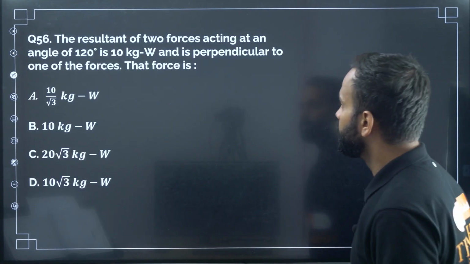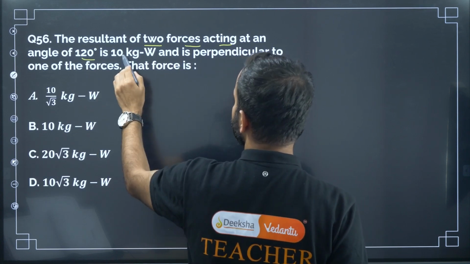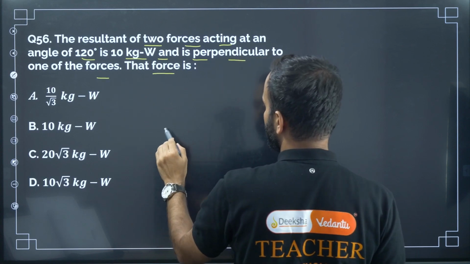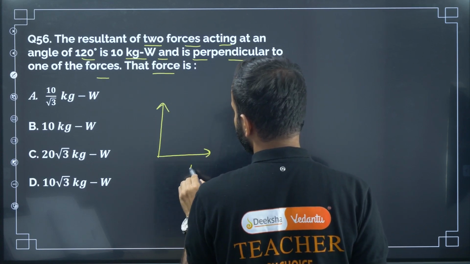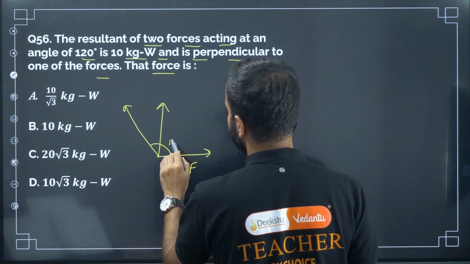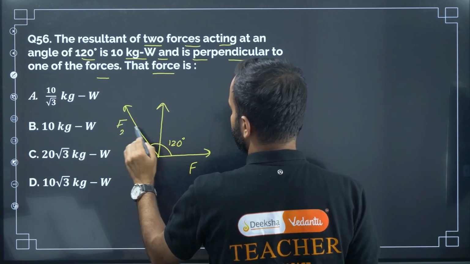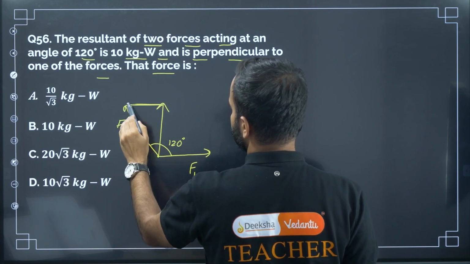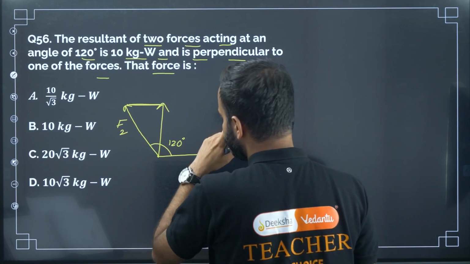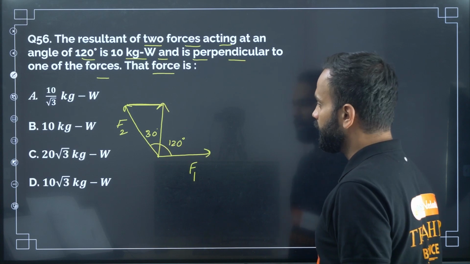Okay. Next question, question number 56. The resultant of two forces acting at an angle of 120 degree is 10 kg weight and is perpendicular to one of the forces. That force is, okay, so this is the resultant force, perpendicular to one of the forces, right? Angle between them is 120 degree. So now this is the another force F2. This is F1. Here we need to find F2. So what is this angle? This angle will be 30 degree, right?